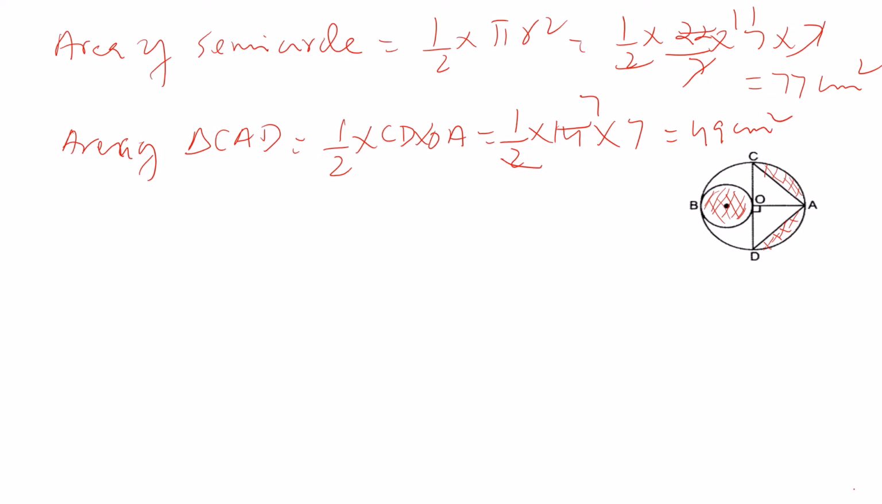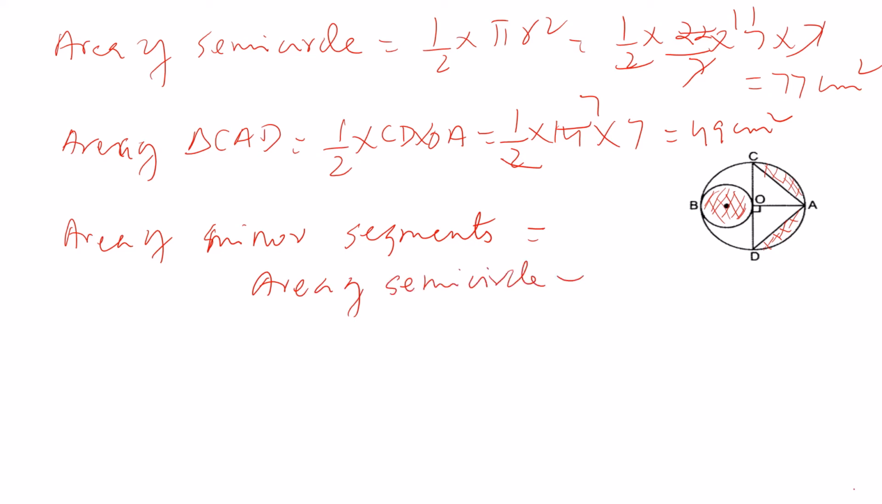Now we have to find out the shaded portion, that is segments, small segments are there. So those minor segments we have to find out. So area of minor segments is equal to area of semicircle minus area of triangle. And therefore, what is the area of semicircle? It is 77 minus 49. So we will get 28 centimeter square.